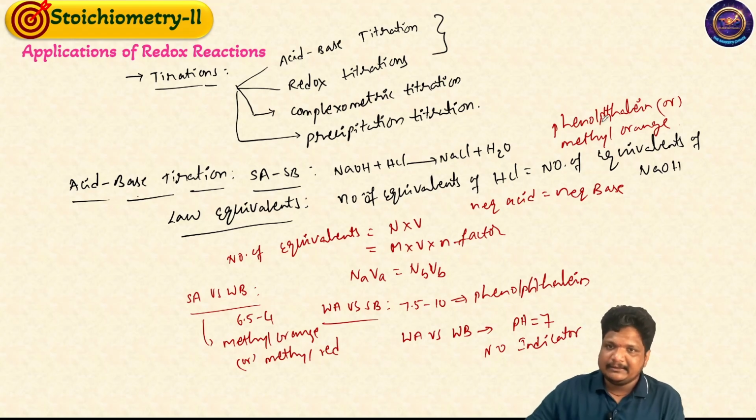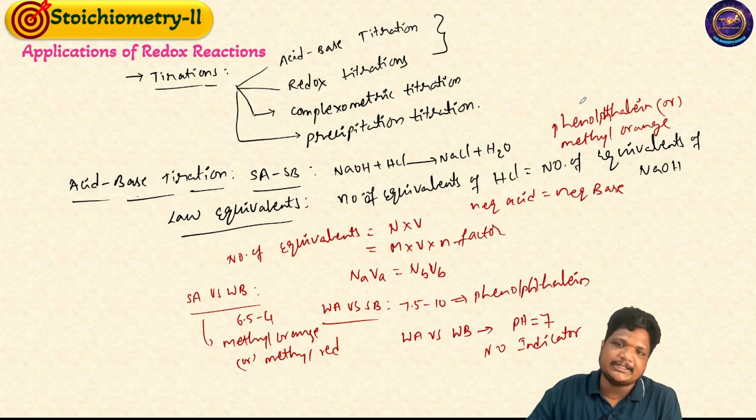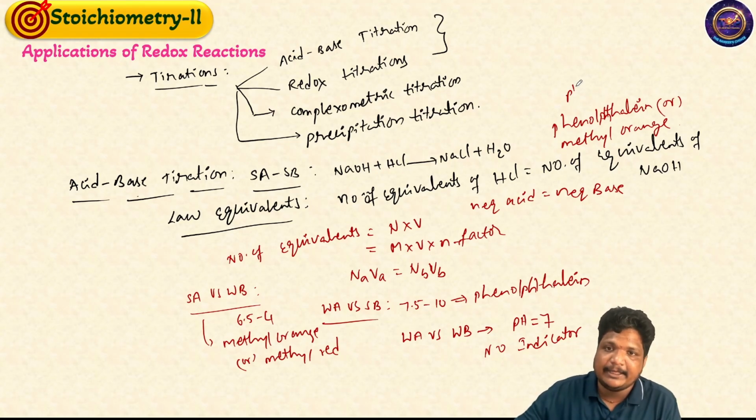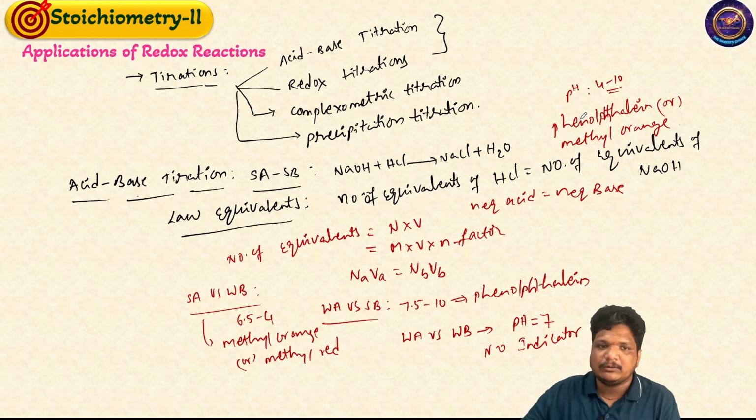Here phenolphthalein, methyl orange, methyl blue, methyl red, these are all indicators, which indicate the completion of the titration reaction by changing color at that particular pH or potential. In that way we can identify the end point. In acid base titration, in the case of strong acid and strong base, the pH range is 4 to 10. So between 4 to 10 you can observe the end point.